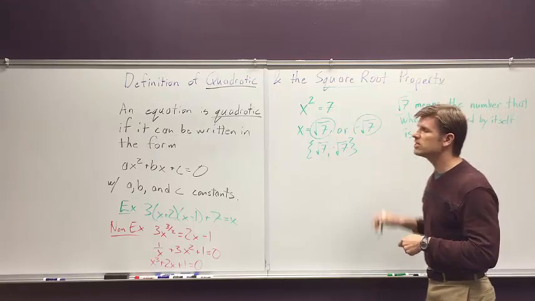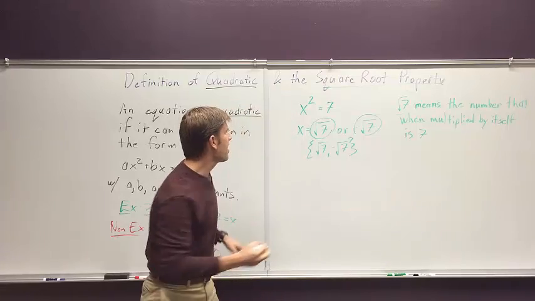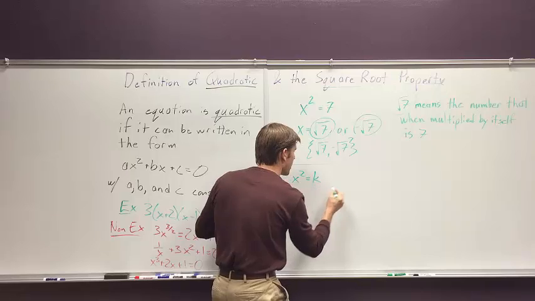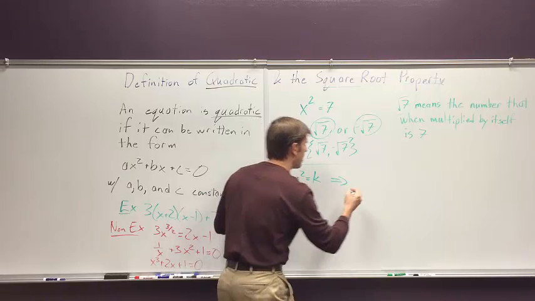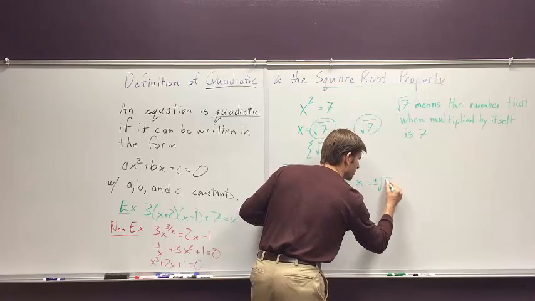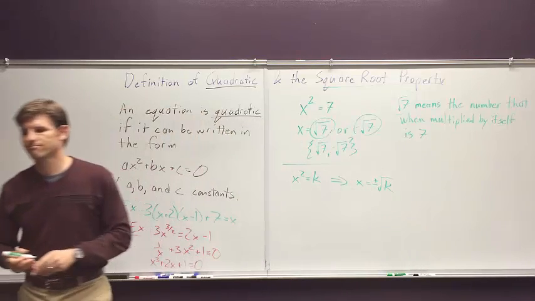Okay, so in general, we have this property. Typically, it's written x squared equals k, implies x equals plus or minus the square root of k.